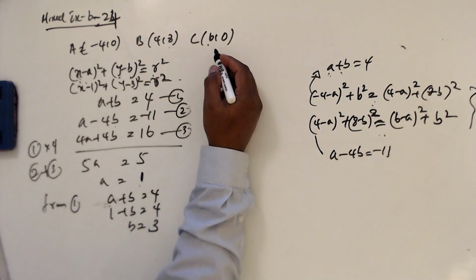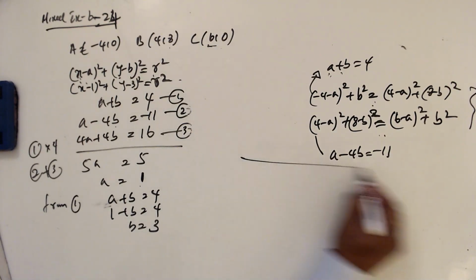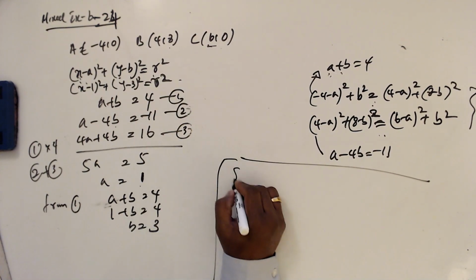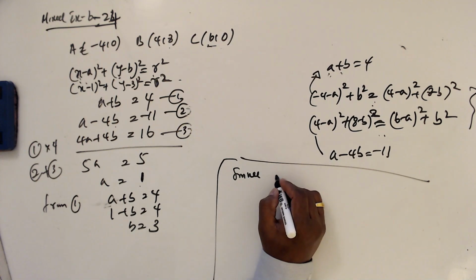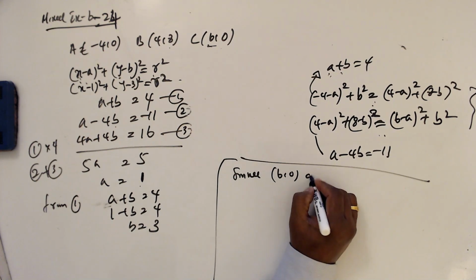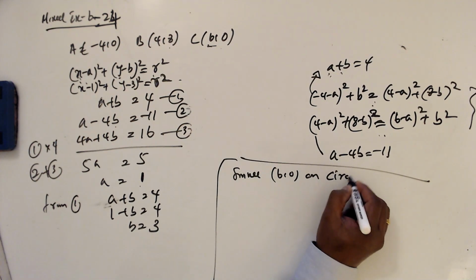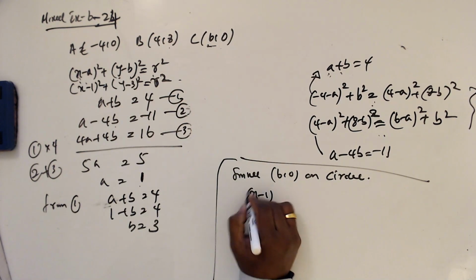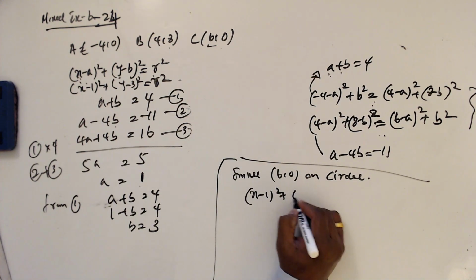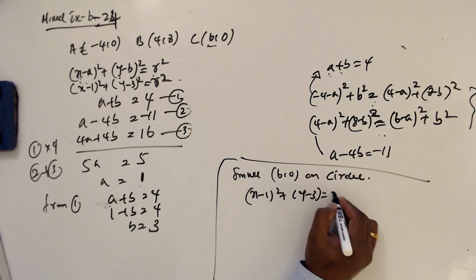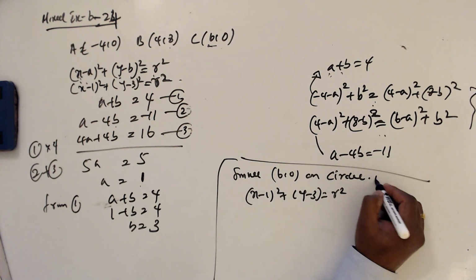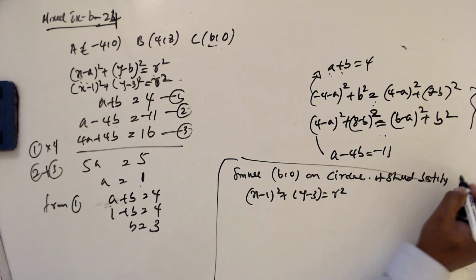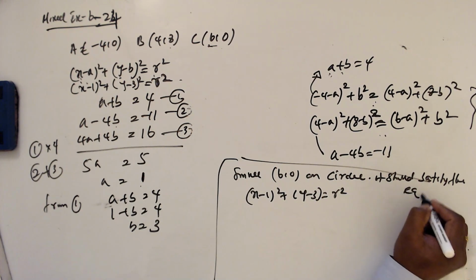Now I want to find r, so I'll substitute a point. Since the point is on the circle, this is the circle now: (x − 1)² + (y − 3)² = r². On the circle, it should satisfy the equation.